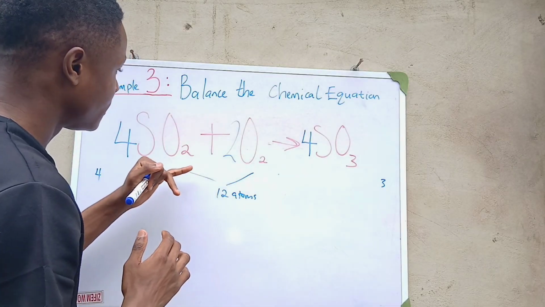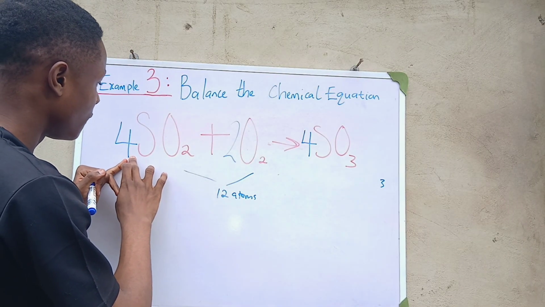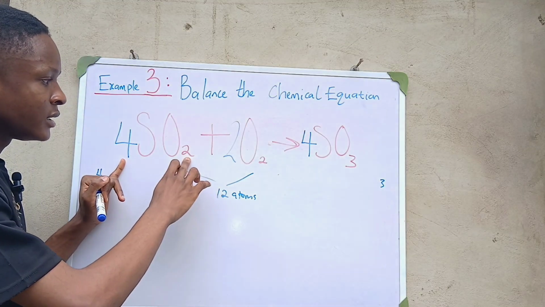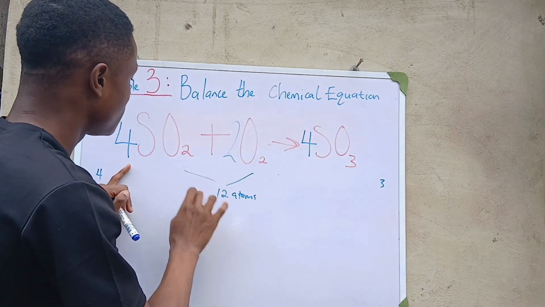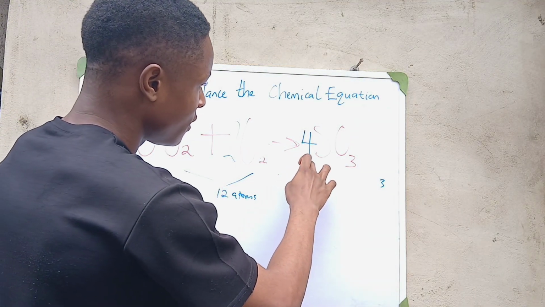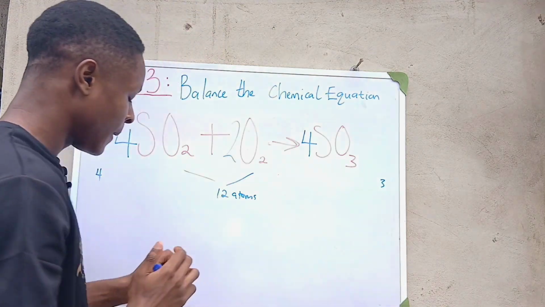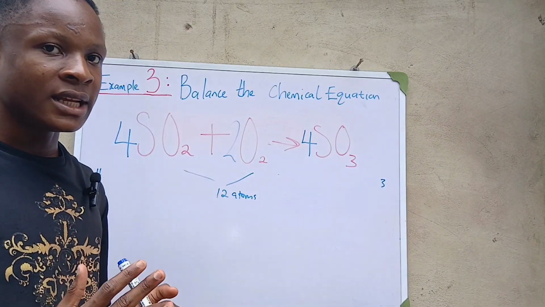So now, let's check if it's balanced. We have 4 times 2, 8. 2 times 2, 4. So 8 plus 4, we have 12. Sulfur 4, 4. Oxygen here 4 times 3, we have 12. So our oxygen is balanced and everything is balanced. We have balanced the equation.